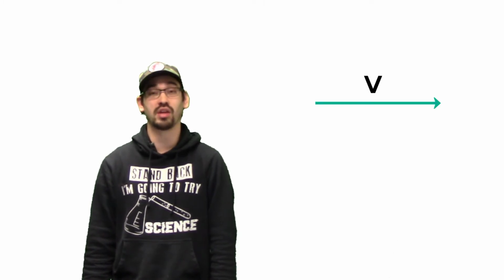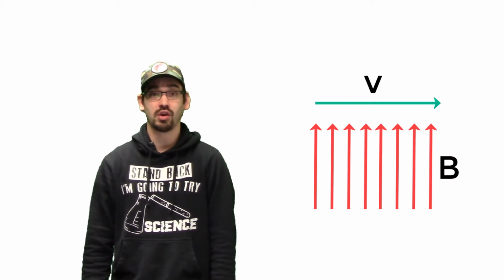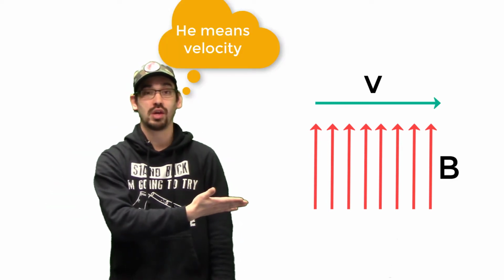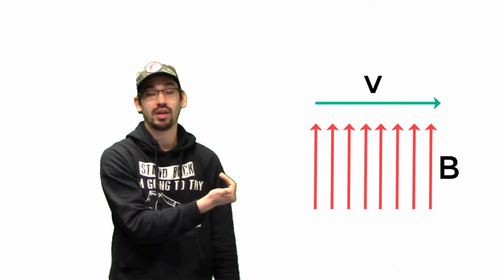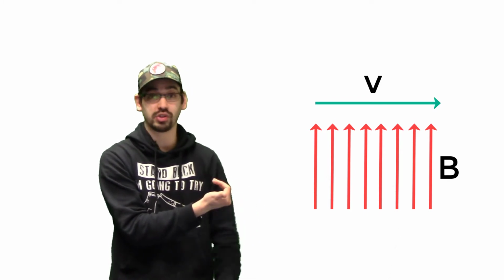Consider a particle that's moving to the right in the presence of a magnetic field that points up. In order to find what the direction of the force is, we take our right hand and point our fingers in the direction of the velocity. Then we curl our fingers in the direction of the magnetic field, and our thumb is going to point in the direction of the force. In the case of this example, this says that our thumb, the direction of the force, is going to be pointing out towards you.